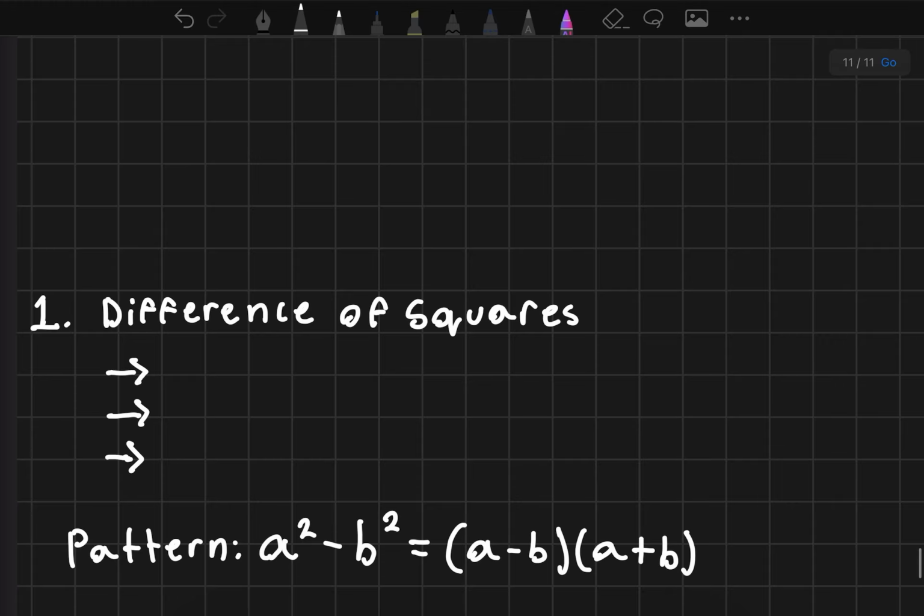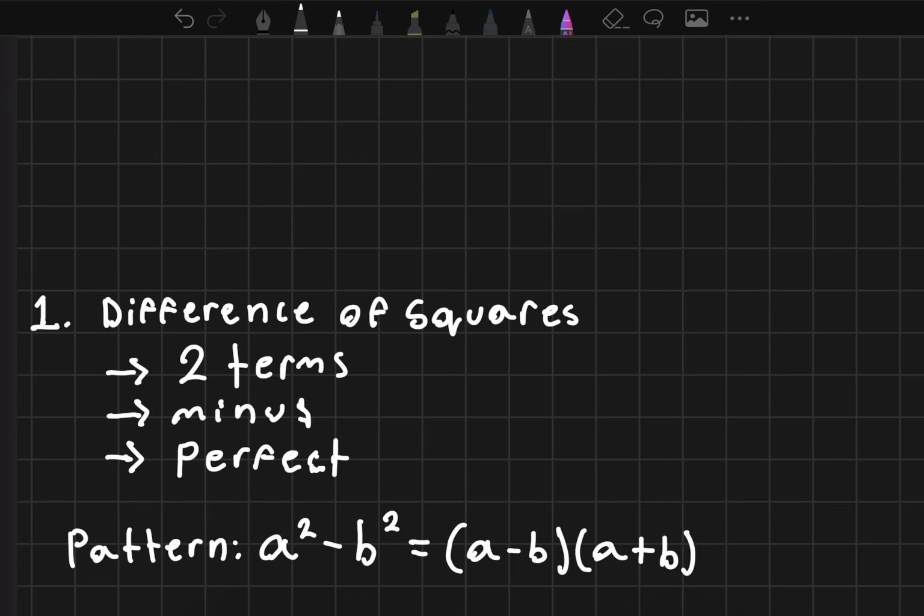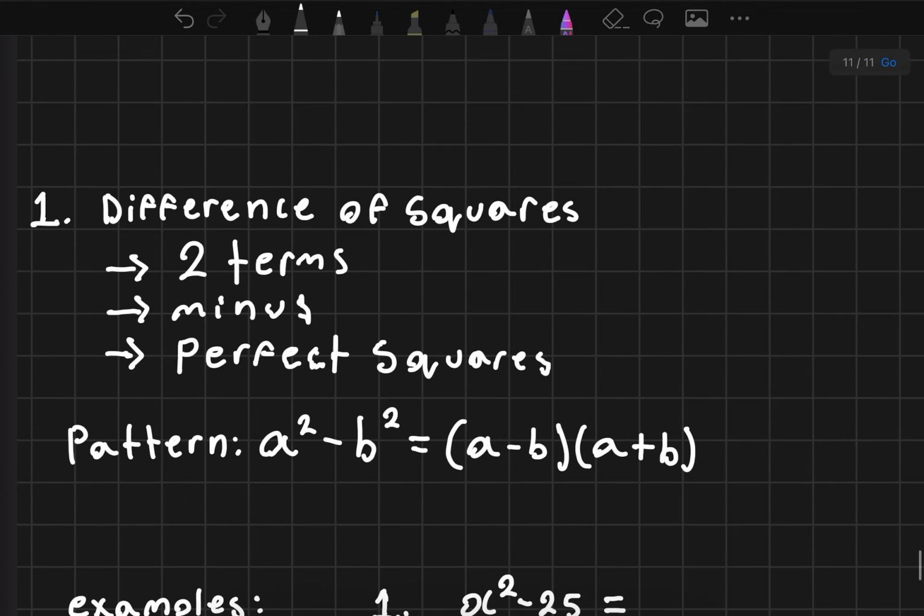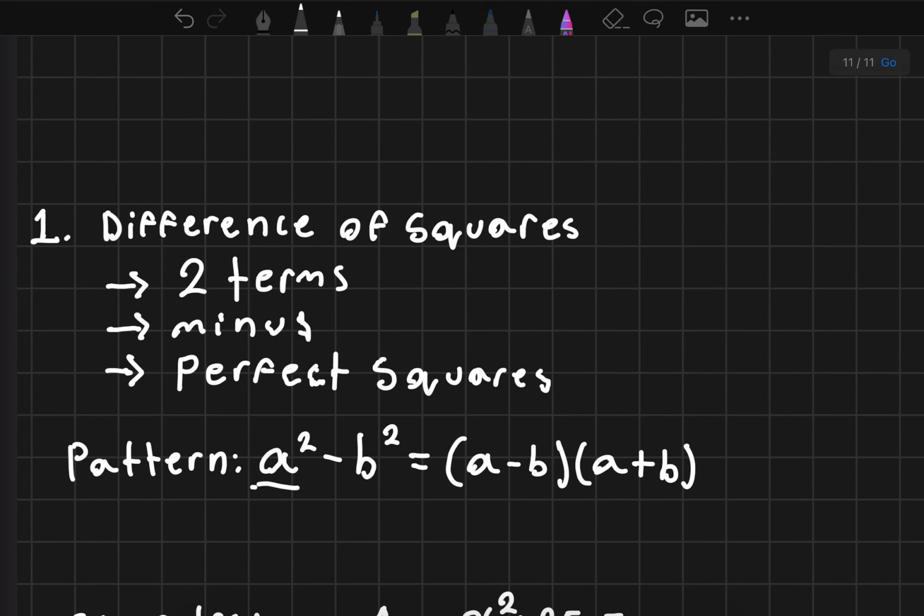So the first factoring shortcut we have is a difference of squares. A difference of squares needs to have exactly two terms. It has to have a minus sign between them, and both terms have to be perfect squares. So this is the pattern that you would have to follow: a squared minus b squared is equal to a minus b times a plus b.